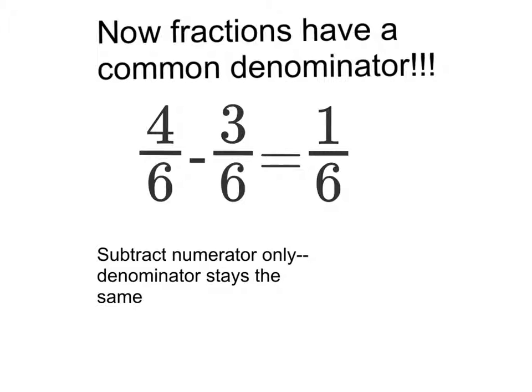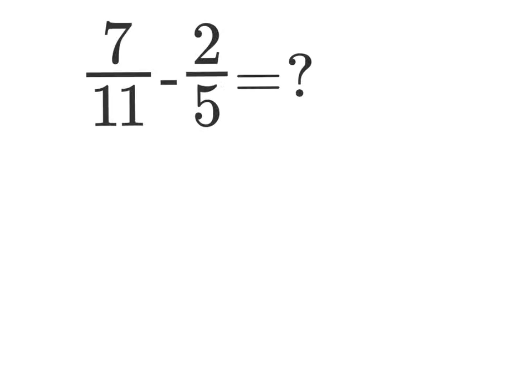So hopefully this has been a helpful tutorial for you to learn how to subtract fractions. I will now provide you with a problem of your own you can try, and we'll also walk you through it. So here we have the fraction 7 over 11, or 7/11, minus 2 over 5. So here we see that the fractions clearly do not have the same denominator. So what do we do?